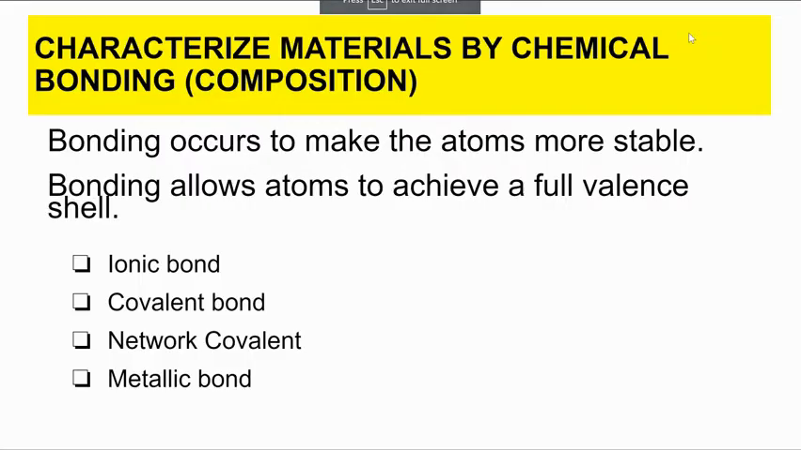So, bonding occurs to make atoms more stable. It allows atoms to achieve a full valence electron shell. In other words, remember valence electrons were the outermost electrons, the ones that were in the outermost orbital of a Bohr model. And so we're going to look at how ionic, covalent, network covalent, and metallic bonds form and the properties of the materials associated with the bond type.